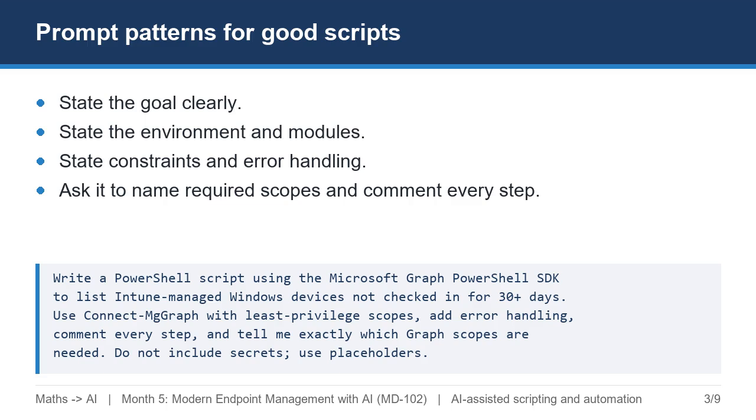Vague prompts give vague, risky code. So be precise. State the goal, the environment and modules, the constraints, and the error handling you expect. Look at this prompt. It names the SDK, the exact task, demands least privilege scopes, error handling, and a comment on every step. And crucially, it asks the AI to tell you which scopes are needed. That last bit turns the output into something you can actually review rather than blindly trust.